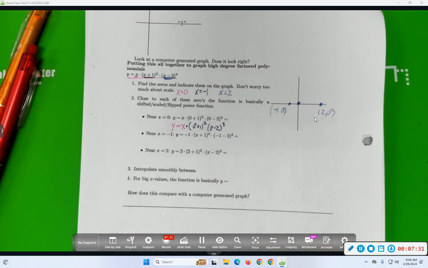That feel okay? All right. So that tells me a lot. That tells me that close to x equals 0, it's going to be a straight line. If I want to figure out the slope of that straight line, I need to compute 0 plus 1 squared times 0 minus 2 cubed. And what is that in purple when you simplify that? I hear a -8. Cool, yeah. So let's write that down.